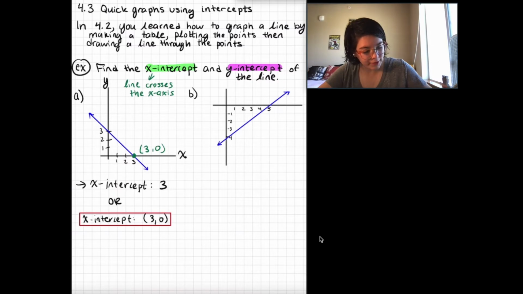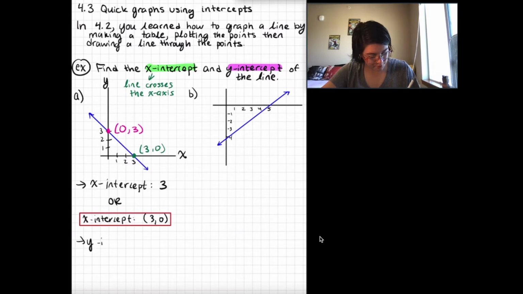Now, if we were to find the Y-intercept, that is where the line crosses the y-axis, and our blue line crosses the y-axis right here. So at 3 as well. However, this point will be, well, we go over left and right 0, but we go up 3. So kind of similar, but flipped around. So our Y-intercept, again, we could either write this as 3 or the point 0, 3.